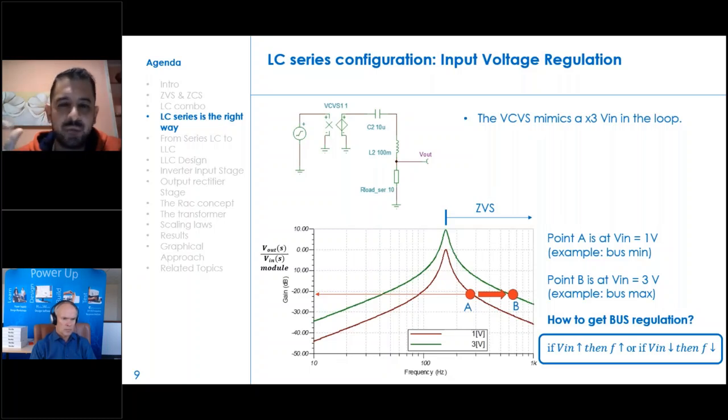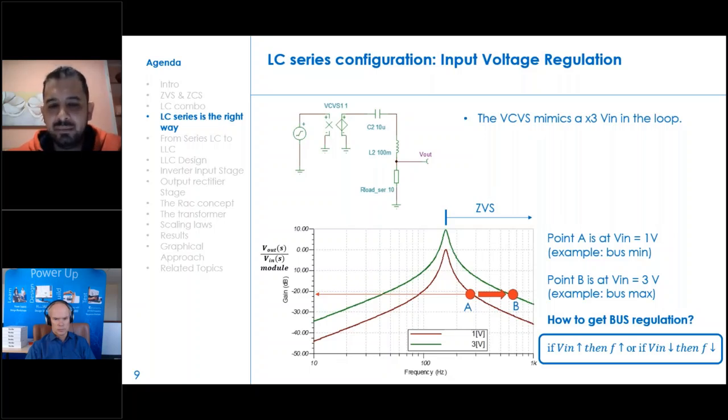Let's try to recap this point, because the regulation in LLC is not so intuitive. So if we recall the load changes, if the load increases, to get the same power the voltage needs to fall. So if the voltage falls, we need to increase the LLC tank gain. The only way to do that is by reducing the frequency, as we have seen before. And the reduction in the frequency gives an increase in the gain.